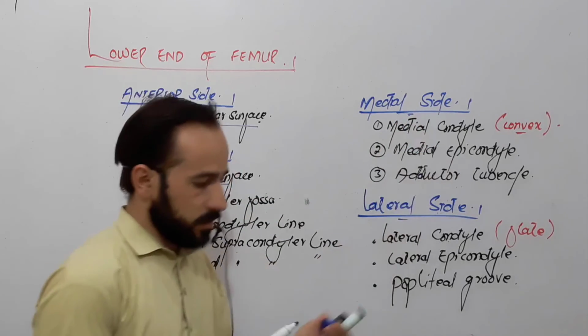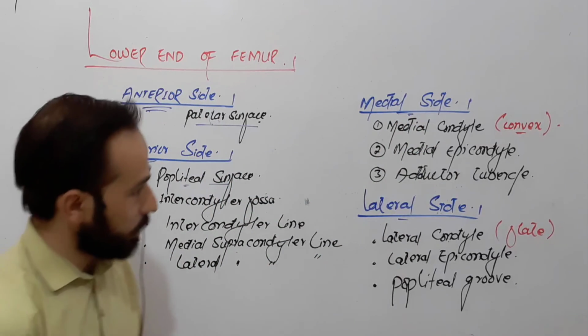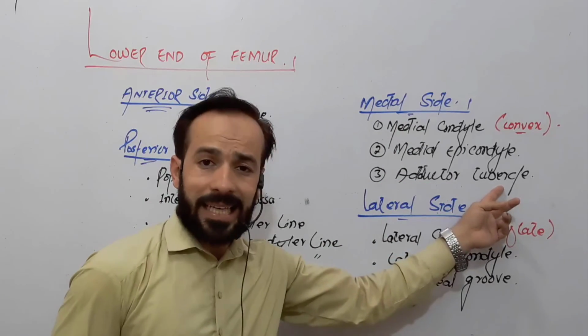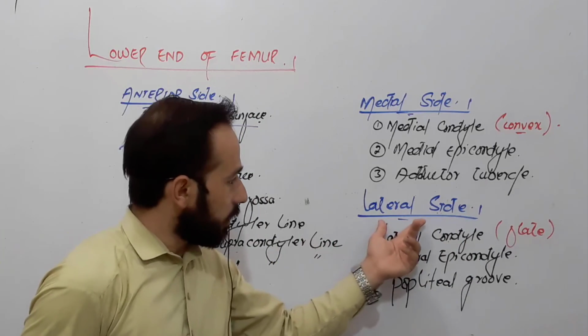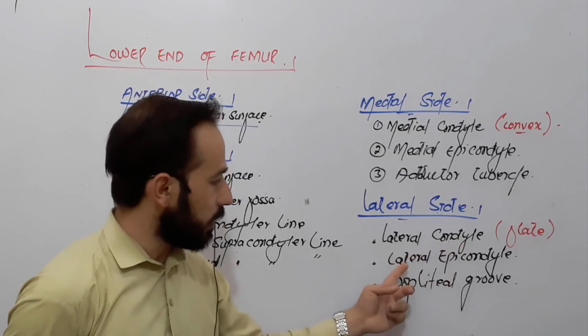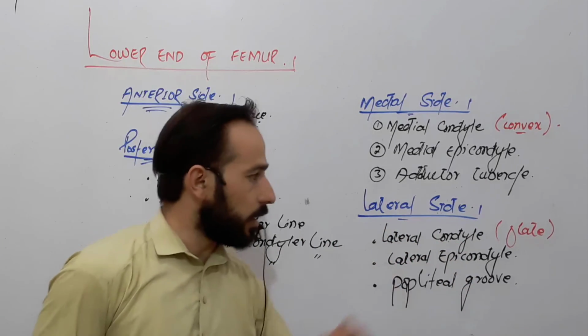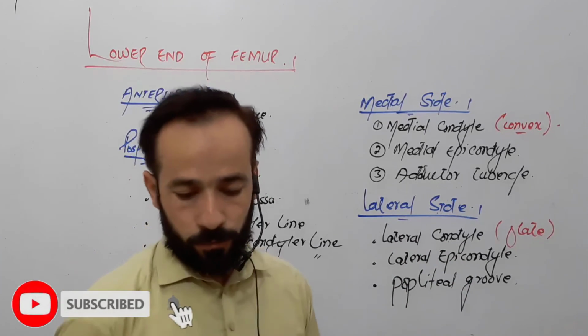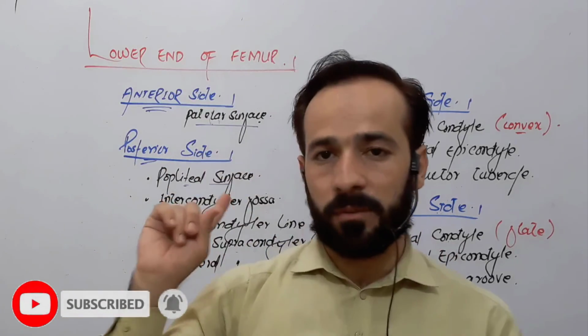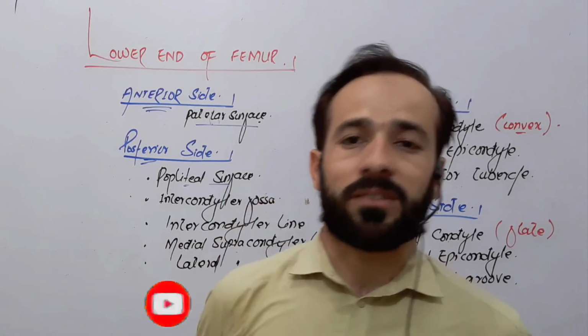In the medial side there is the medial condyle, there is medial epicondyle, and then there is the adductor tubercle, right? And in the lateral side we have the lateral condyle, lateral epicondyle, and the popliteal groove. Now let us go to the next video and see all these important points on the bone itself, right?